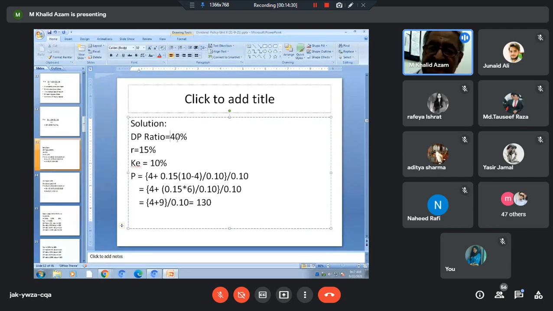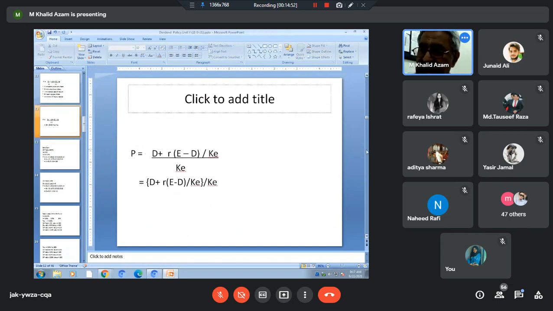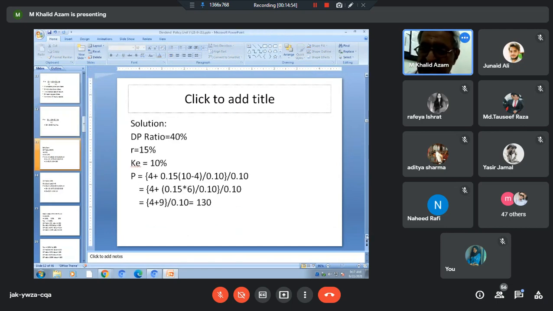Here, for the purpose of calculation, we are paying 40% dividend. So the DP ratio, you know about it, this is the dividend payout ratio. So you are paying 40% dividend.